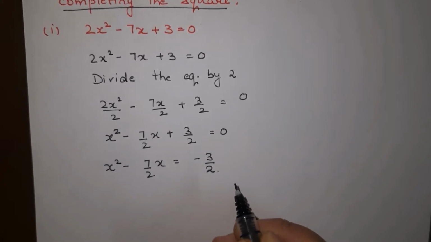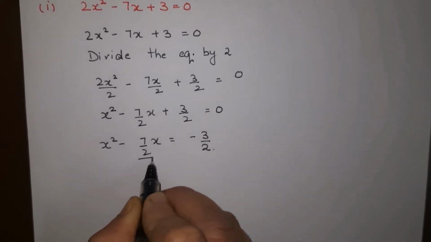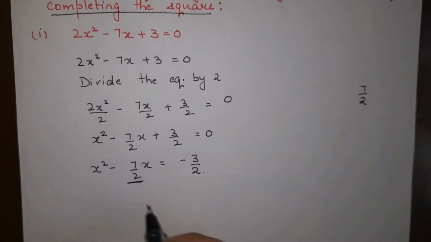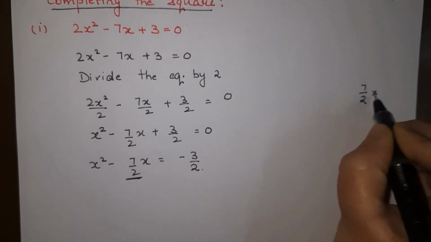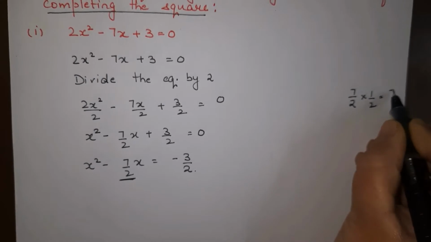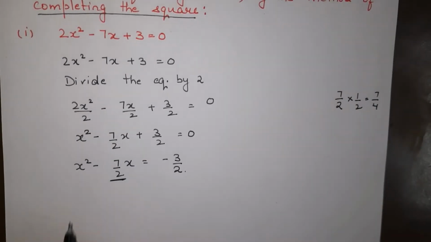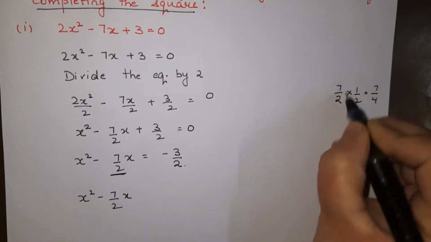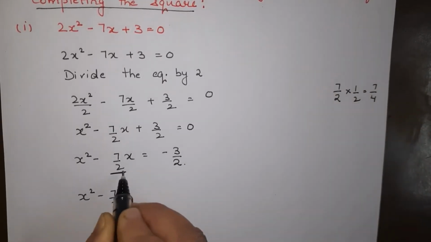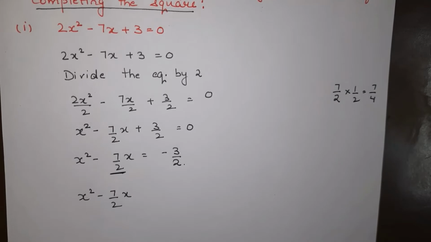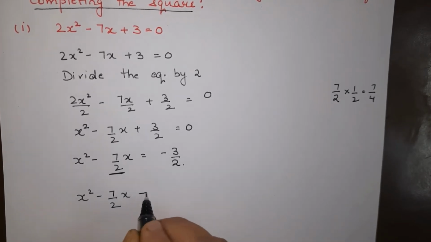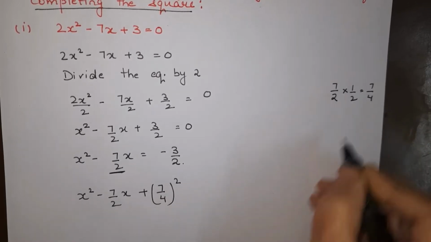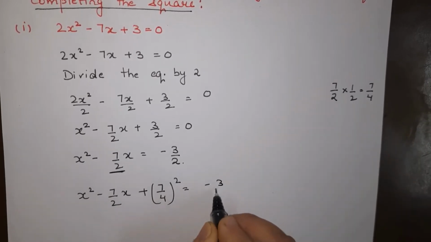So the third step will be: you have to see the coefficient of x, which is 7 by 2 here. Now take that coefficient and multiply it by 1 by 2. It will be 7 by 4. Now what you have to do: the number that you are getting, 7 by 4, by multiplying the coefficient of x with 1 by 2, you write the square of that number and add it on both sides.